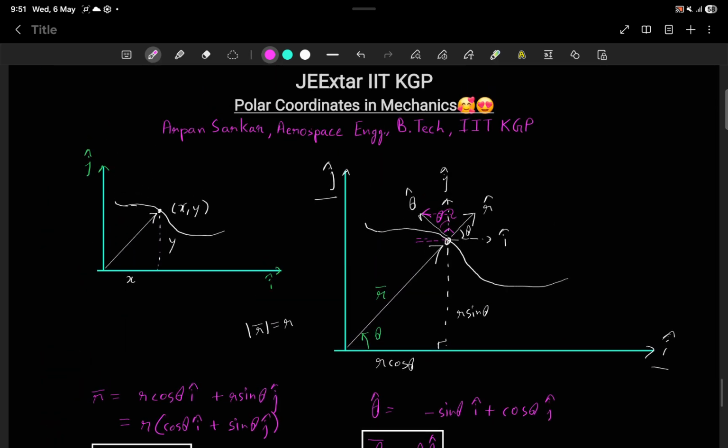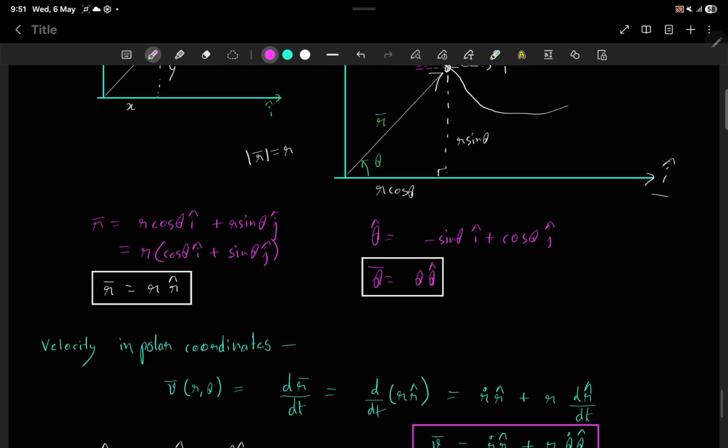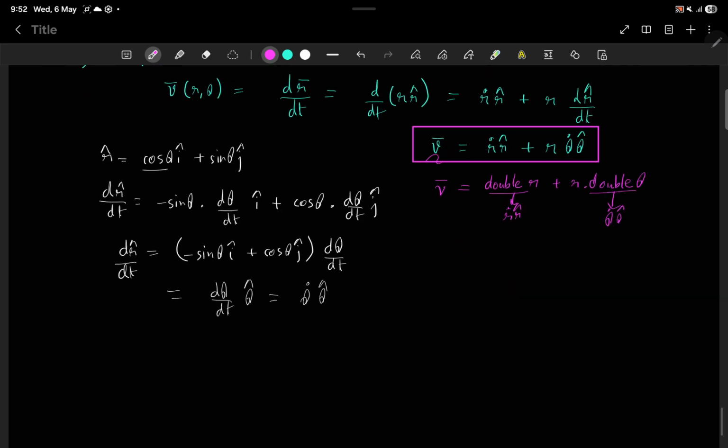Along theta cap, whatever velocity we have, we can write it as Vt or V transverse, and along the radial direction I'll have the radial velocity, which we can write as Vr. So from here, velocity equals r dot r cap, in the radial direction. This term is my radial velocity, and this term is my transverse velocity.